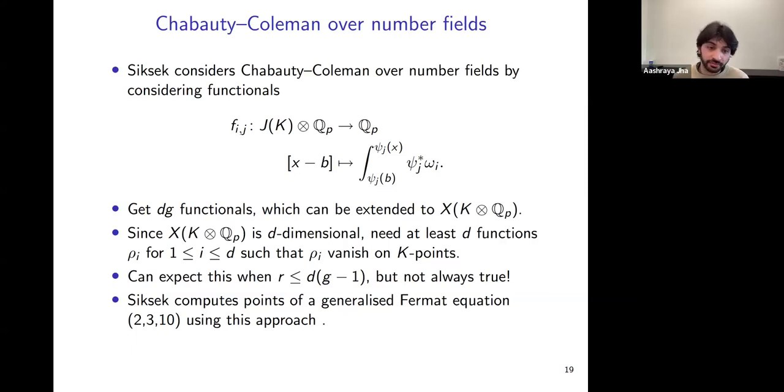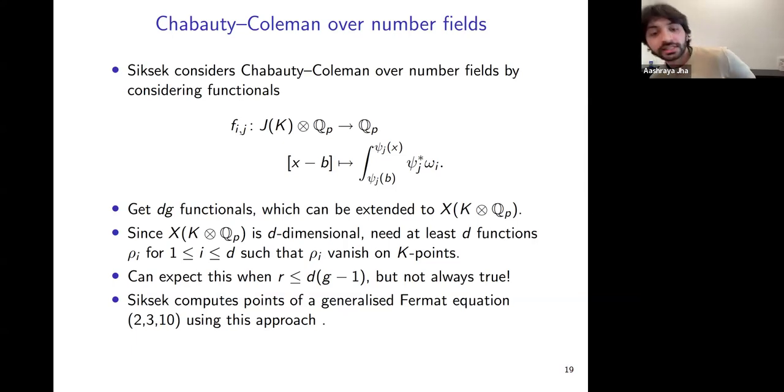And if you do some inequalities, you work out that R should be less than or equal to D times G minus 1. To convince you that this is not absurd, you can consider the case where D is equal to 1. So R is less than or equal to G minus 1, which is equivalent to R is less than G.